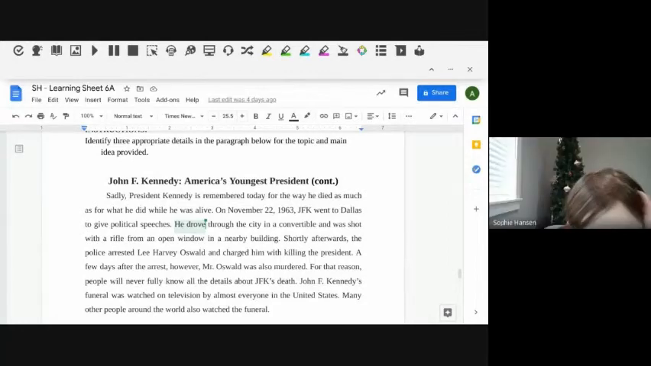Convertible. And was wow. Shot. It was a rifle. Window.